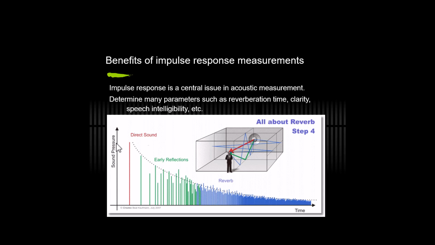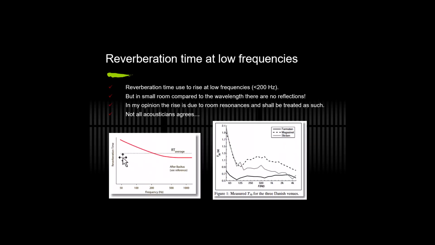What happens if we have room resonances? Usually we have the same reverberation time over all frequencies, but when you have severe room resonances, you will see in the reverberation time graph that, let's say, below 200 Hz, this will rise.